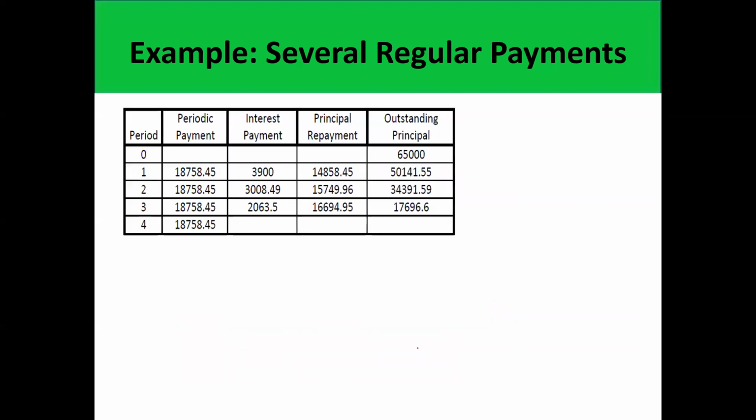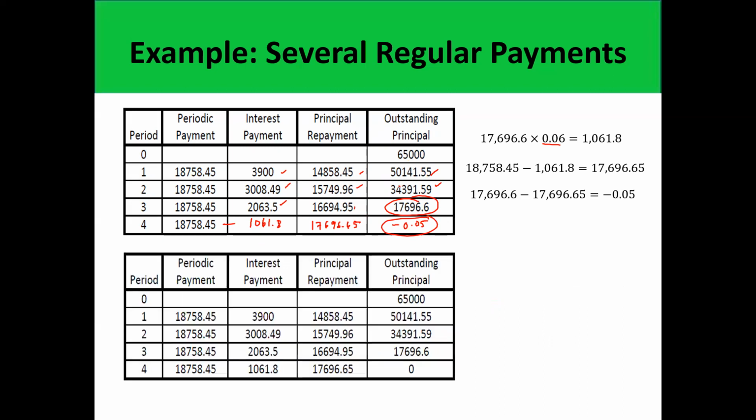So continuing in this manner, multiplying 17,696.6 by I, which is 0.06, we get 1,061.8 for the interest charges. And then subtracting this from the periodic payment, we get 17,696.65. But if we subtract this amount from the outstanding balance, we will be getting negative 0.05. But actually, this must be equal to 0. It only happened that this is not exactly 0 because along the way, we keep on rounding off. So that's why there is a little discrepancy in the following cell. Okay, so it must be 0 in actual.